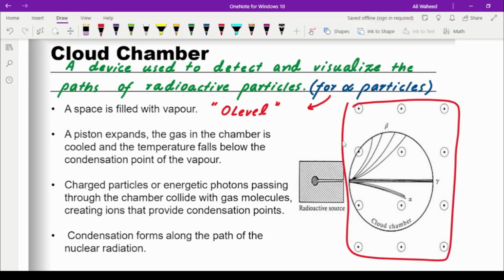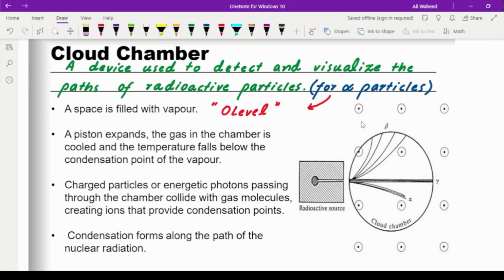you have this place, and this space is filled with vapors. You can enclose this place in a glass jar, and that should include some gas vapors or water vapors as well. A piston expands, the gas in the chamber is cooled, and the temperature falls below the condensation point of the vapor. So when you expand the piston, the temperature of the gas would drop because the pressure would decrease.